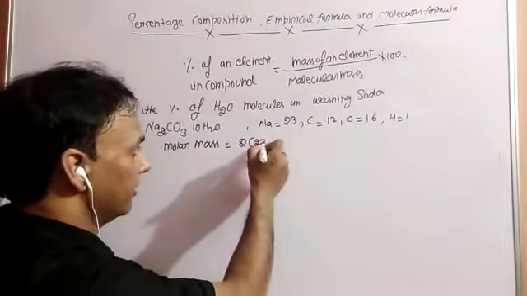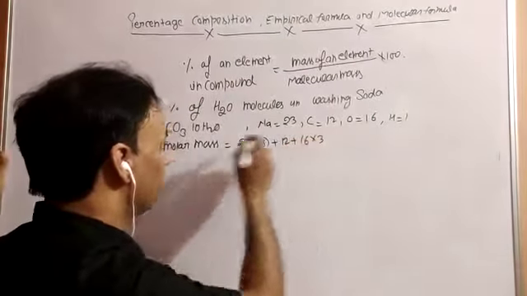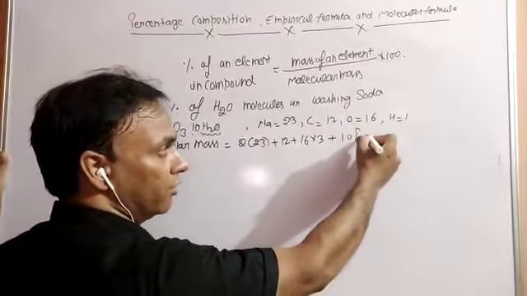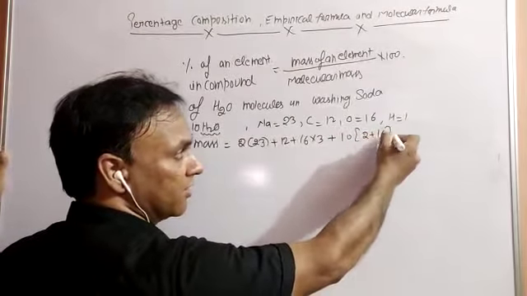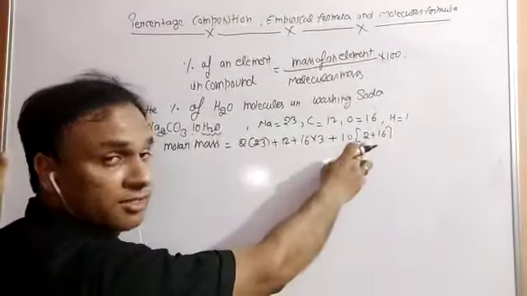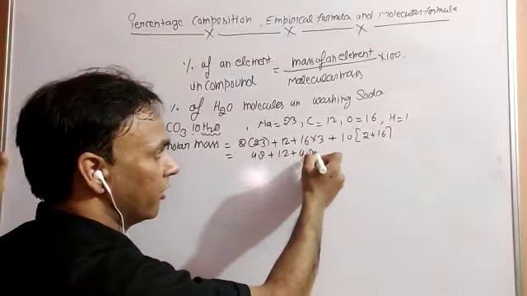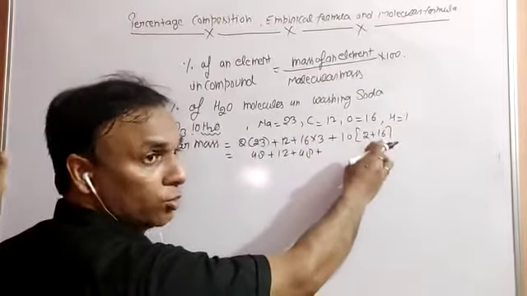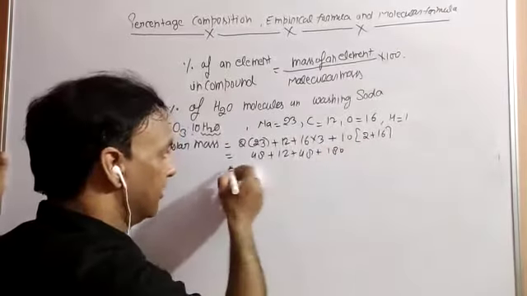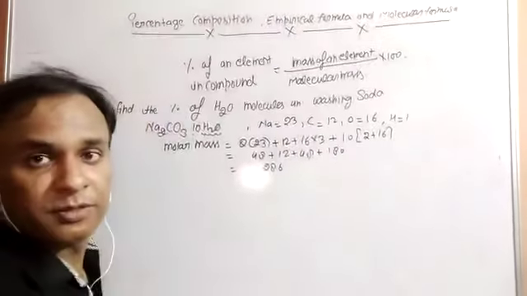sodium 2 into 23, carbon 12, oxygen 16 into 3, plus 10 water molecules, each with 2 hydrogen plus oxygen 16. Why 2? Because the atomic mass of hydrogen is 1 and there are 2 hydrogen atoms here. That means 46 plus 12, 48 plus 6... 2 plus 16 is 18, that means 180. When we calculate, it would be 286 units.